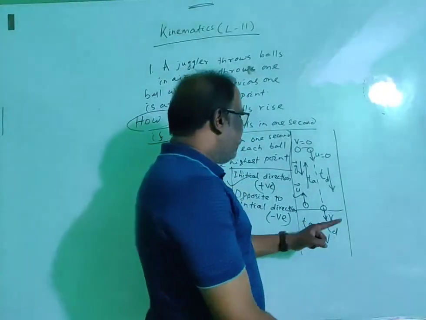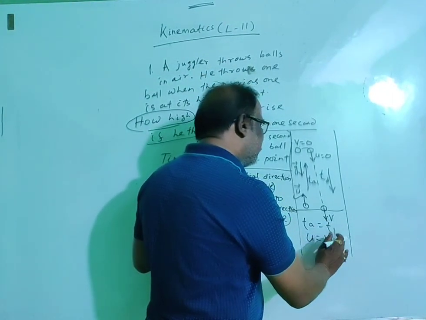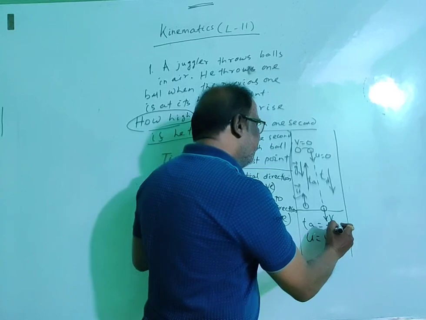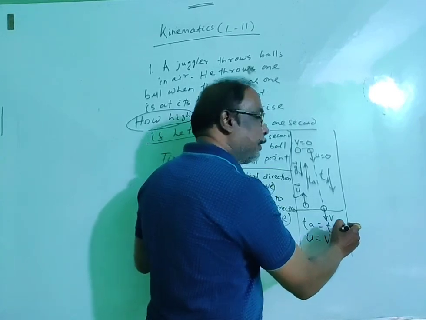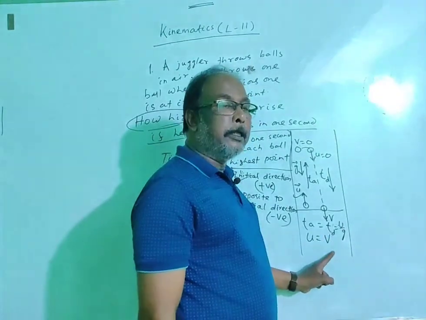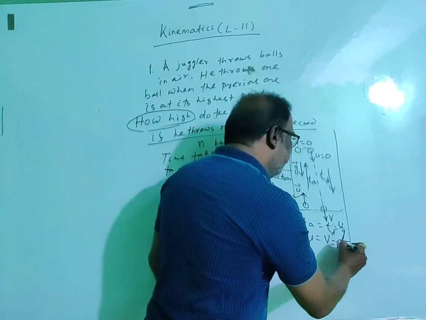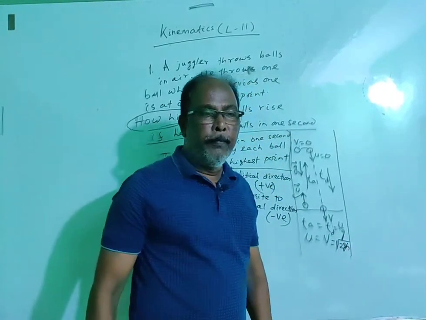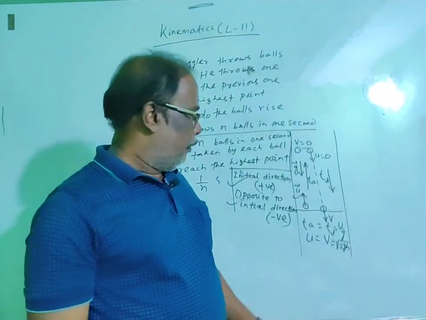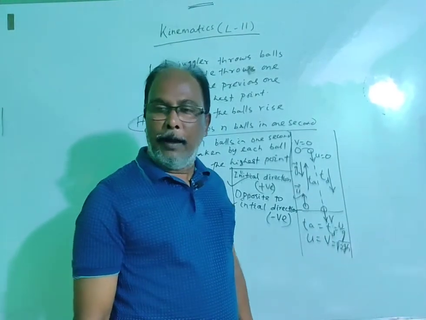Okay? So time of ascent is equal to time of descent. All these we have discussed in the just previous lecture. Time of ascent is equal to time of descent, that equals u by g. And velocity of projection is equal to velocity of striking, that equals root of 2gh. These conditions are valid if air resistance is neglected.